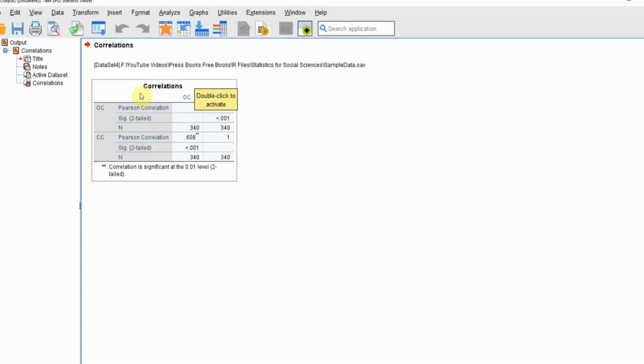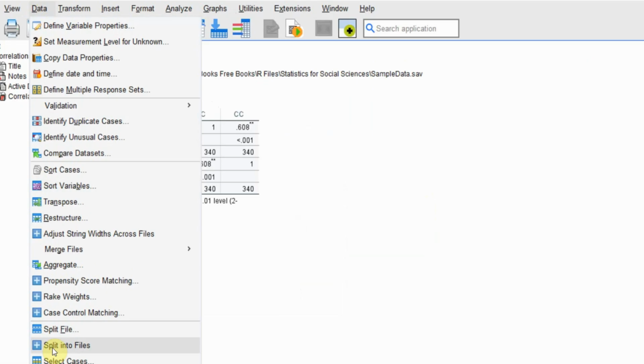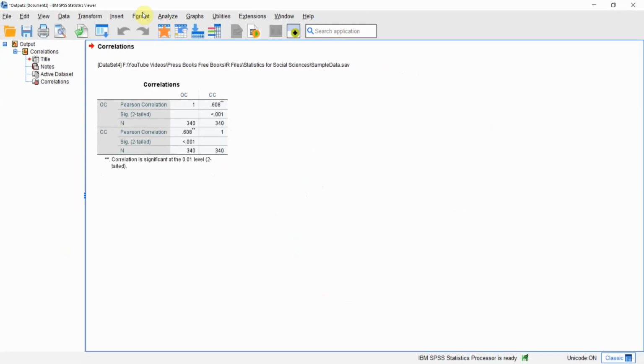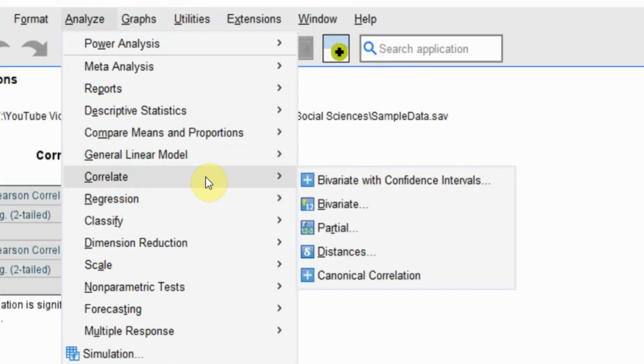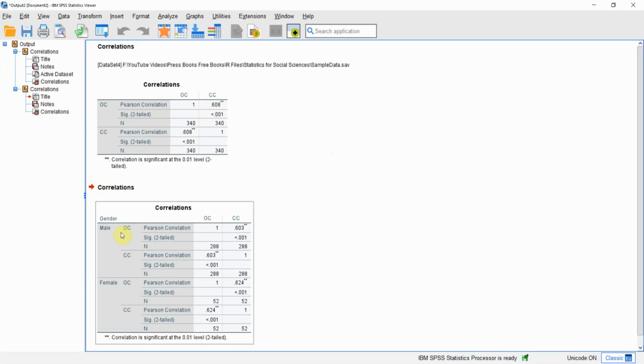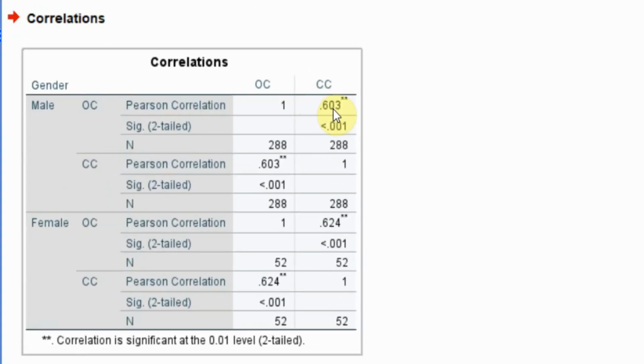Now, how to do this? Let's go to Data, Split File, and I want to compare groups by gender. Press OK, and now go to Analyze, Correlate, Bivariate, and I've already got the variables here. Press OK. Now for male, the correlation is 0.603 between OC and CC, and for female, it is 0.624. So the correlation of OC with CC differs slightly between male and female. It's higher in female as compared to male.